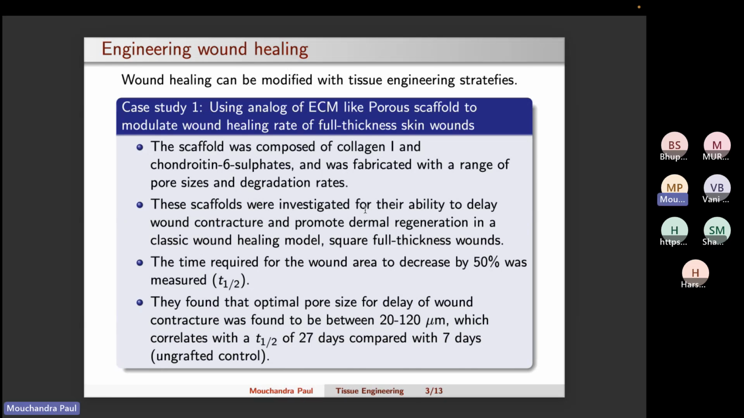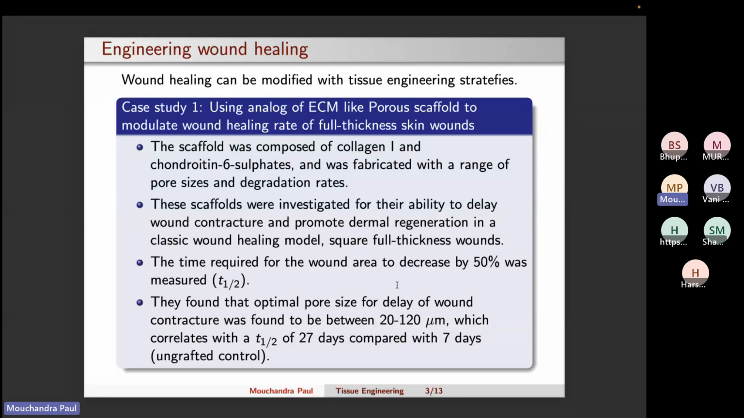So these scaffolds were investigated for their ability to delay wound contracture and promote dermal regeneration in a classic wound healing model. The classic wound healing model is a square-shaped, full thickness wound where both epidermis and dermis are lost. These scaffolds, having a range of pore sizes and different degradation rates, were studied to see how much they are able to delay the wound contracture, and also whether they are able to promote complete regeneration of the dermis layer of the skin.